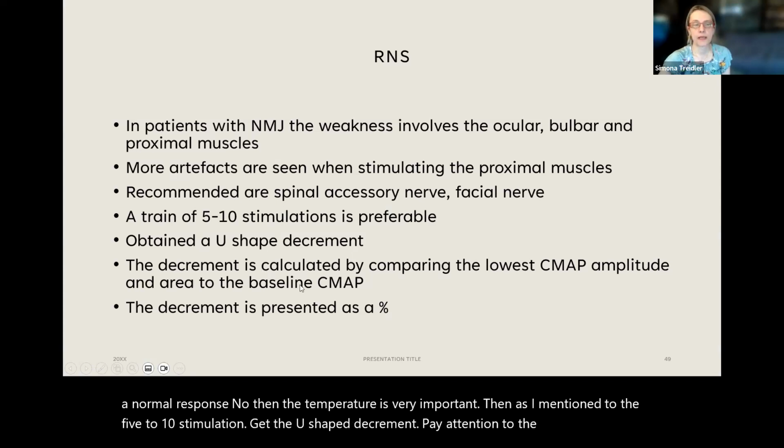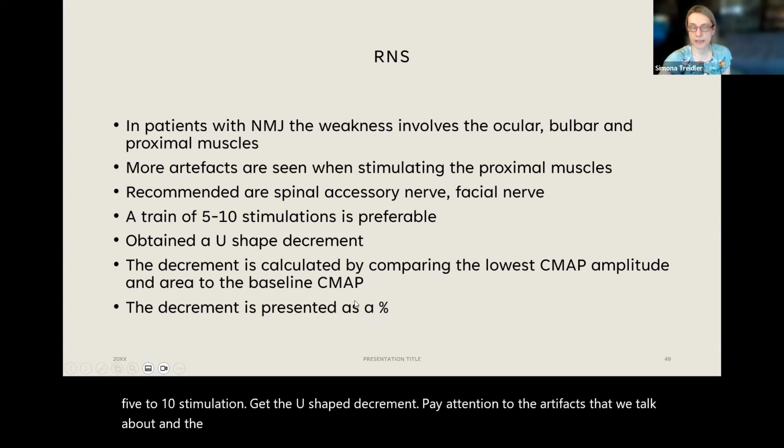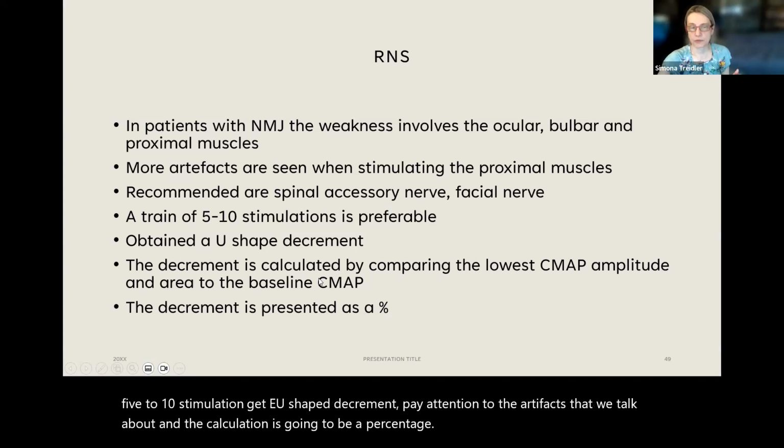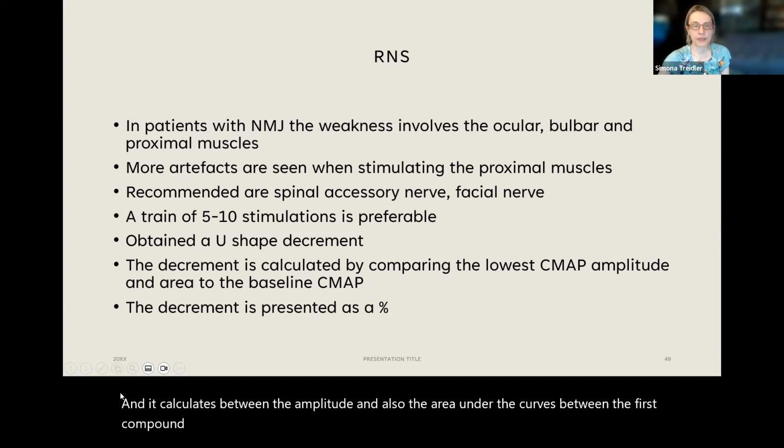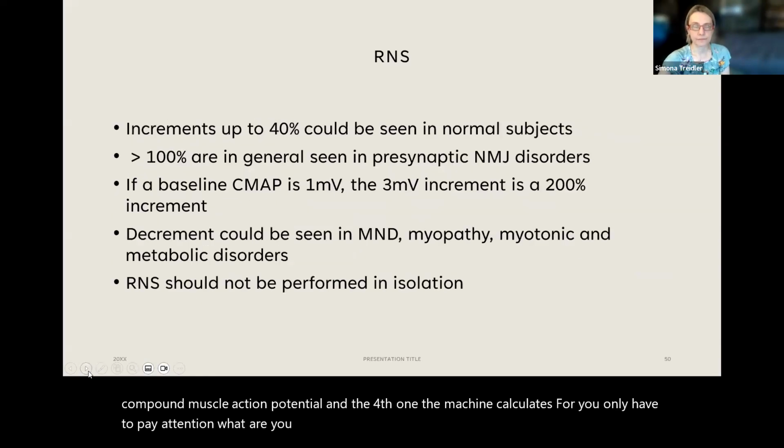we talk about, and the calculation is going to be a percentage, and it calculates between the amplitude and also the area under the curves between the first compound muscle action potential, and the fourth one. The machine calculates for you. You only have to pay attention. What are you getting on the screen?